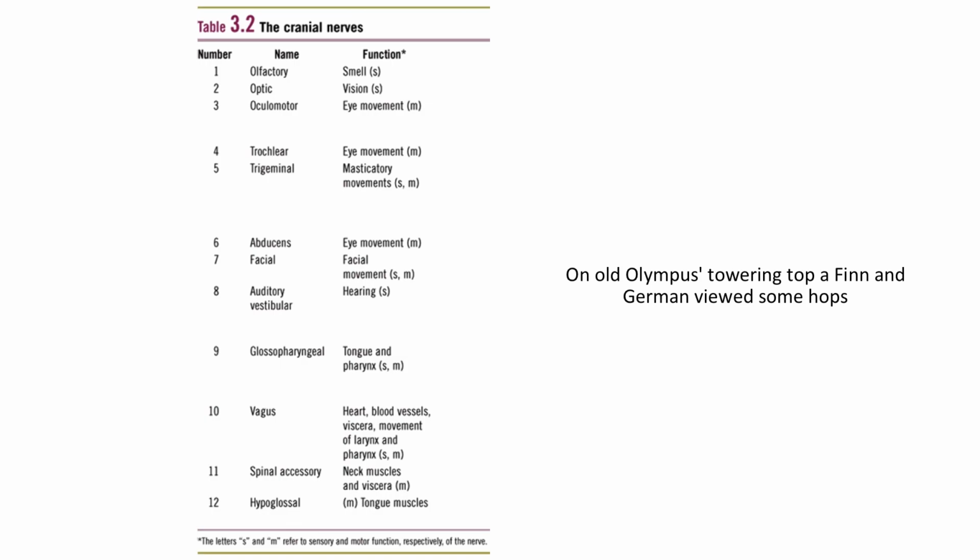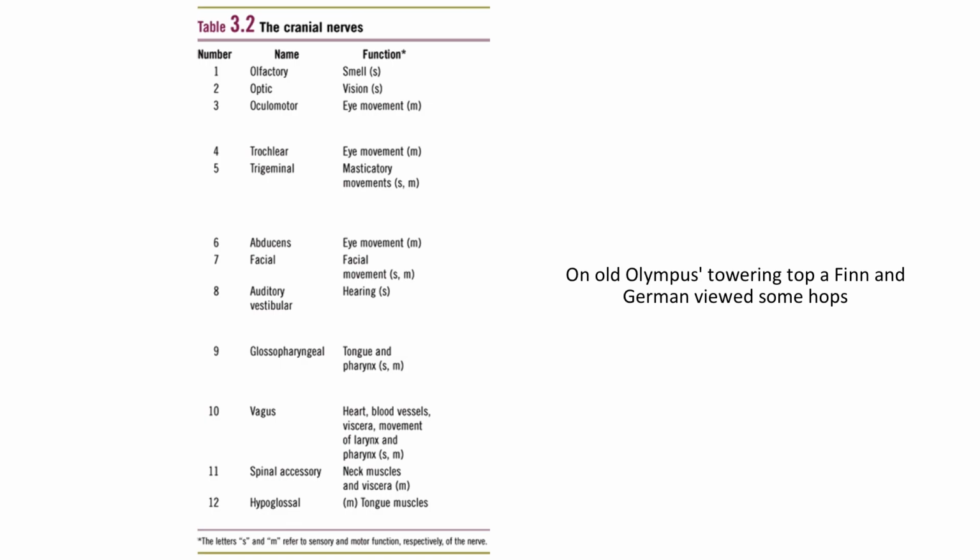Here you have the 12 pairs of cranial nerves. The first one is the olfactory, which is important for smell. This is a sensory cranial nerve. The second one is the optic, which is important for vision, and it is sensory. The third one is the oculomotor, which is important for eye movement, and it is a motor nerve. Then we have the trochlear cranial nerve, which is also important for eye movement and is a motor nerve. The fifth one is the trigeminal nerve, which is important for masticatory movements, and is both sensory and motor.